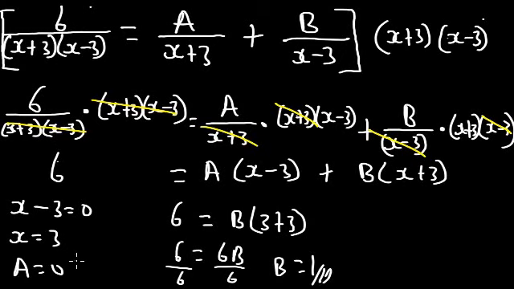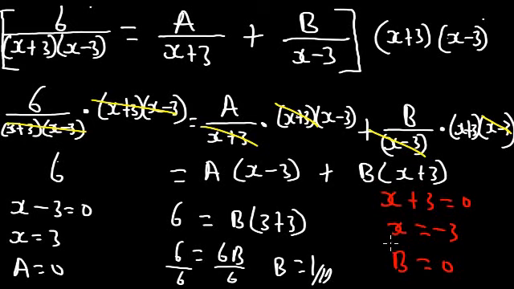I hope you got that. Now, the next case, I want to make b 0, so as to solve for a. To make b 0, then x plus 3 must be 0. So setting x plus 3 equal to 0, we can clearly see that x will be negative 3. And as x equals negative 3, b multiplied by x plus 3 is 0.